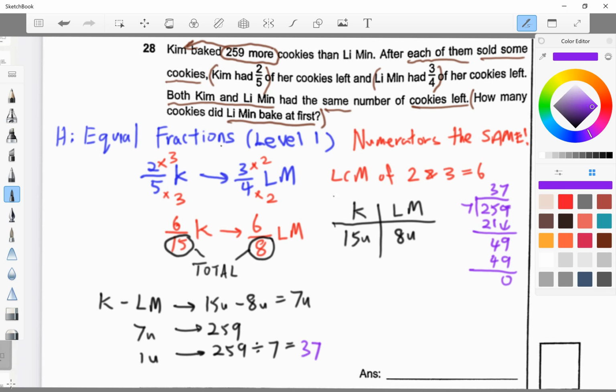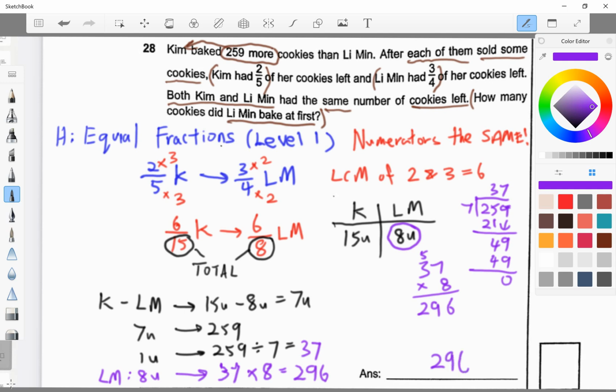And what do they want? They want us to find the number of cookies that Li Min baked at first. And Li Min actually baked 8 units. So my very next step is to work out 37 multiplied by 8. And what would that be? 8 times 7 is 56. 8 times 3 is 24, plus 5 is 29. And so, if you follow the steps, I'm sure you will be able to obtain the answer of 296.